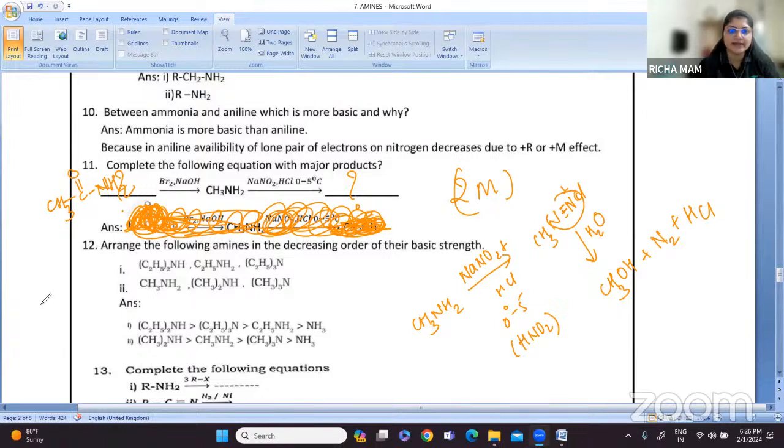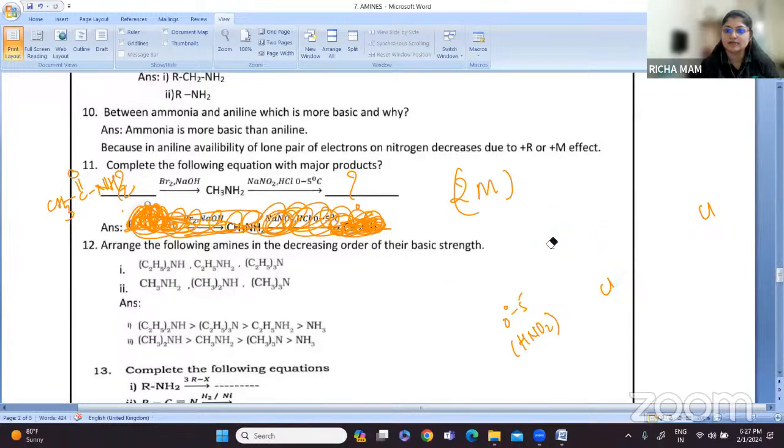Is it clear? Should I explain it again? Just a second, I'll explain it again. See here, what is our starting reactant? Acetamide to methylamine is clear. This is a Hoffmann bromamide degradation reaction.